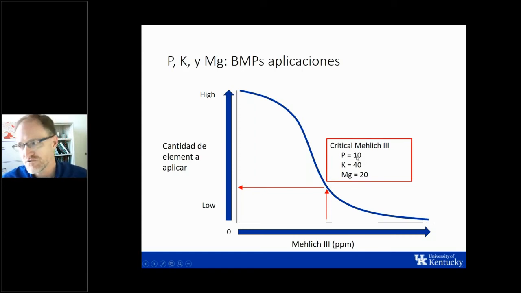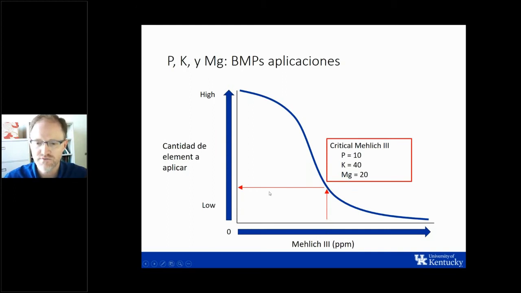If your phosphorus is at 10, let's say the Mehlich 3 phosphorus level is 10 right here, you should be applying low to no phosphorus, okay? It doesn't mean you should always apply none, because that 10 is right at that critical level. So you may be applying some phosphorus, but it's not much. Same thing goes for potassium. Let's say for potassium, this number here would be 40. You should be applying little to none.